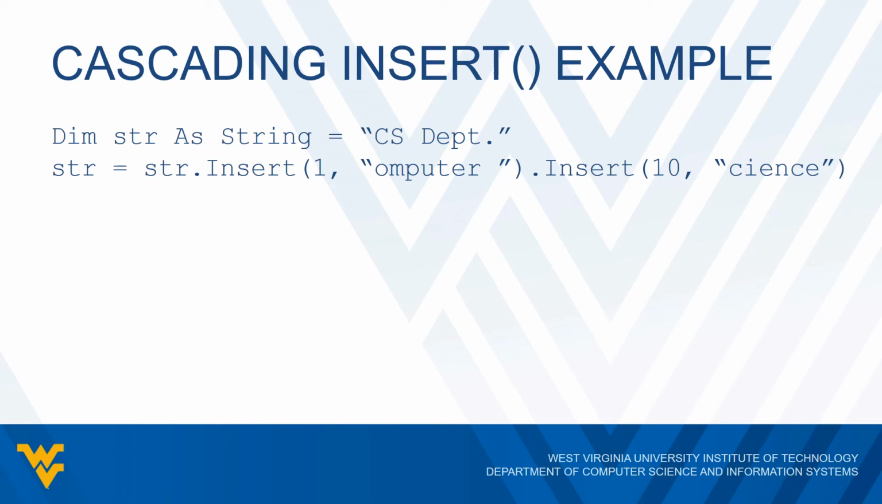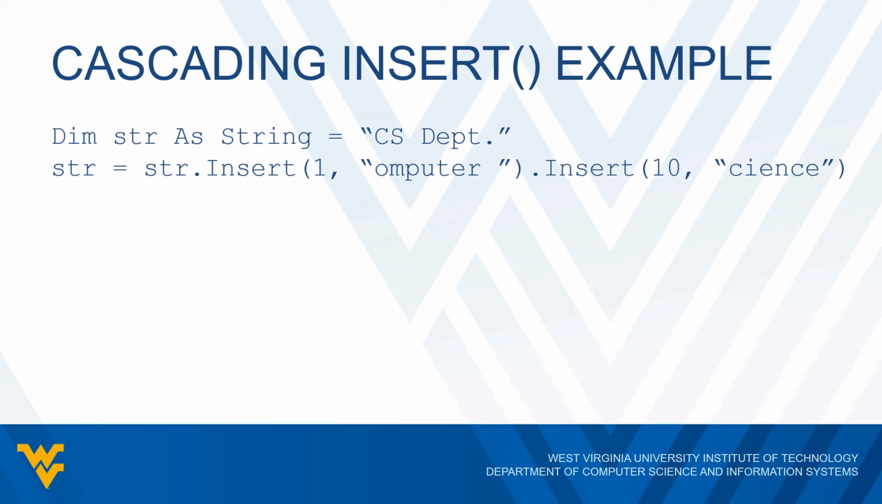Here is one more example, but this one's a little different from what we've seen. This is what we call a cascading example, or we're cascading the insert method. What this is saying is we're actually calling the insert method several times, and the way it'll work is we'll evaluate the first call, and that's going to give us some result, and then we're going to invoke the insert method on that result to give us a new result. So let's just walk through this to see what's going to happen.